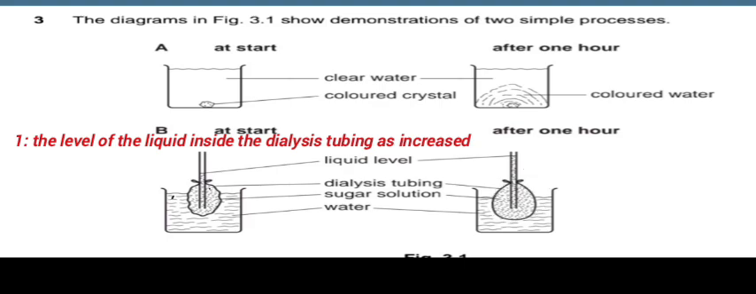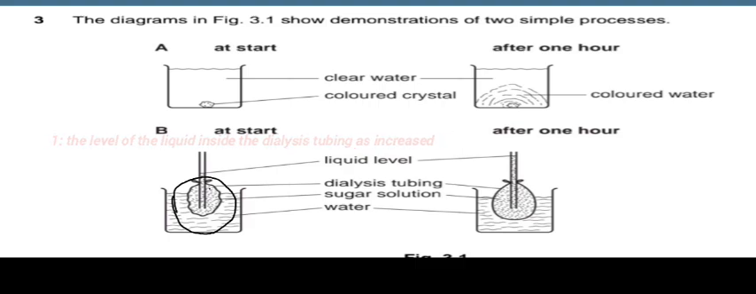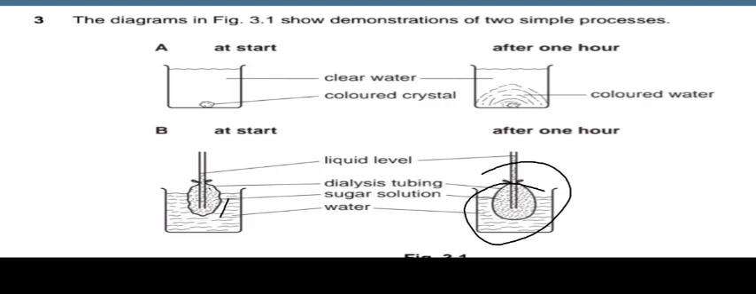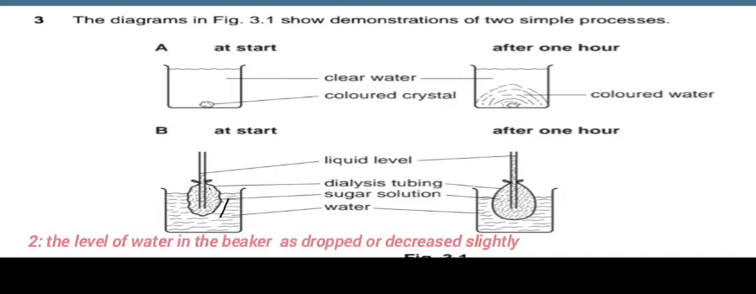After that, as you can see here, the level of the liquid, or the volume of water in the beaker at the start, was high compared to the level of water after 1 hour. As you can see here, it has decreased. So we are going to say the volume of water in the beaker decreased slightly.